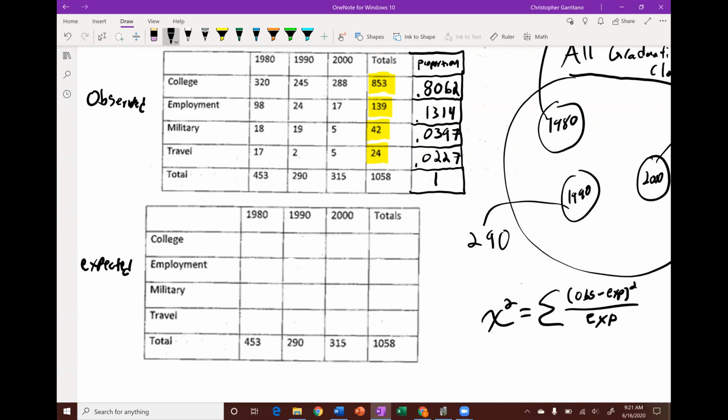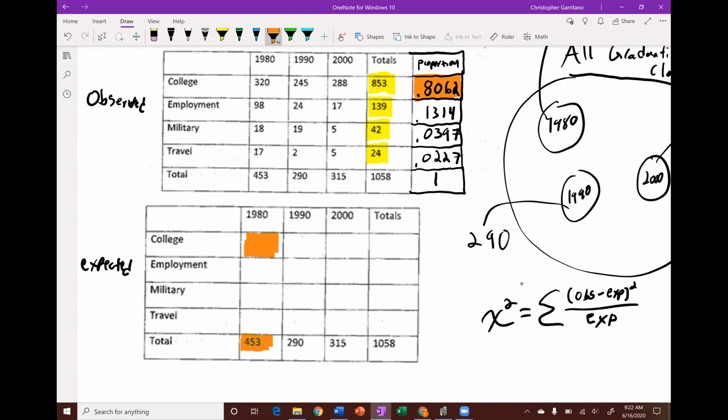Okay, so assuming you have thought about it, the way that you're going to go about doing this is you're going to take, so this is specifically for 1980 college, the total from 1980, 453, and you're going to multiply it by our best estimate for the proportion of people that choose college, right? So you're going to take that 453 and multiply it by 80.62%. And whatever value you get, you're going to write here. And that is what we should have expected. Out of 453 people in 1980, we should expect that 80.62% of them chose college.